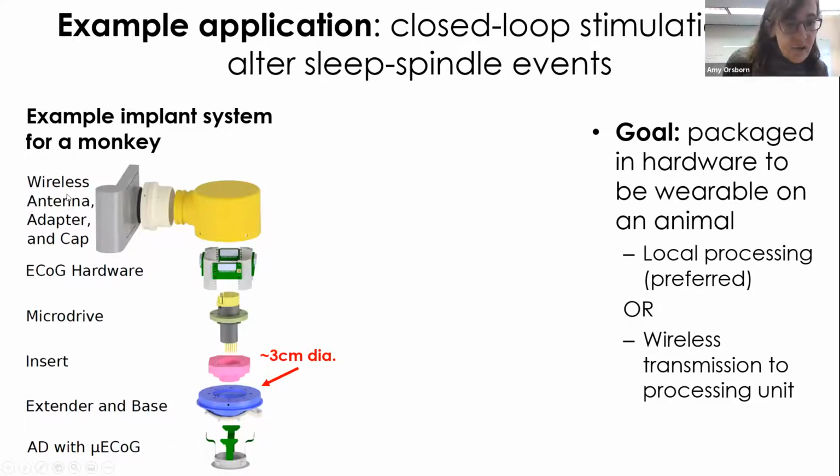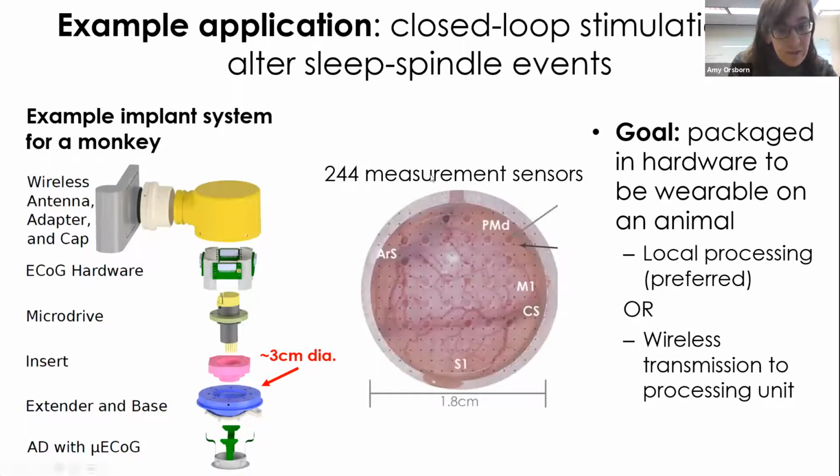This is just a quick example, and I'm not going to explain the details because it's not immediately relevant, of the kind of implants that we package and put on a monkey's head. The diameter of this is about 3 centimeters, to give you a sense of the scale. We're making measurements from large areas, and our goal would be to have packaged hardware that we could add somewhere in this stack that the animal could wear, or potentially to wirelessly transmit to another processing unit.